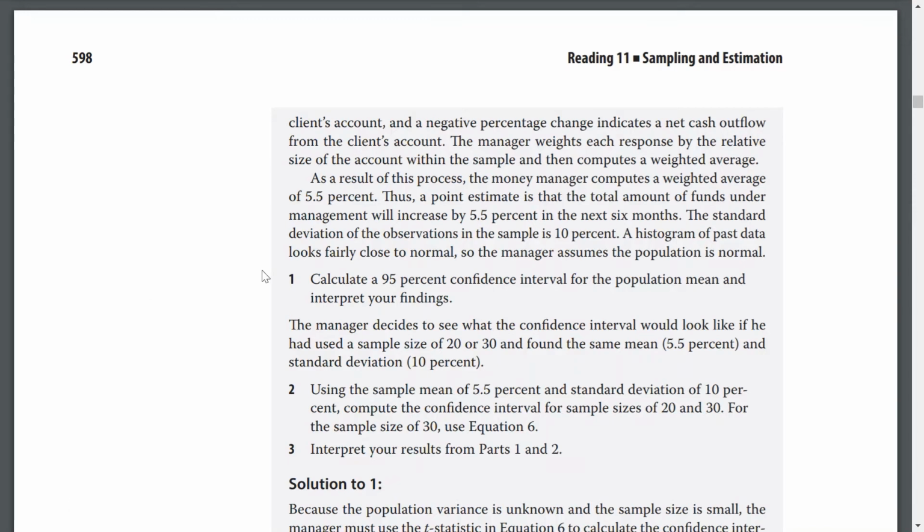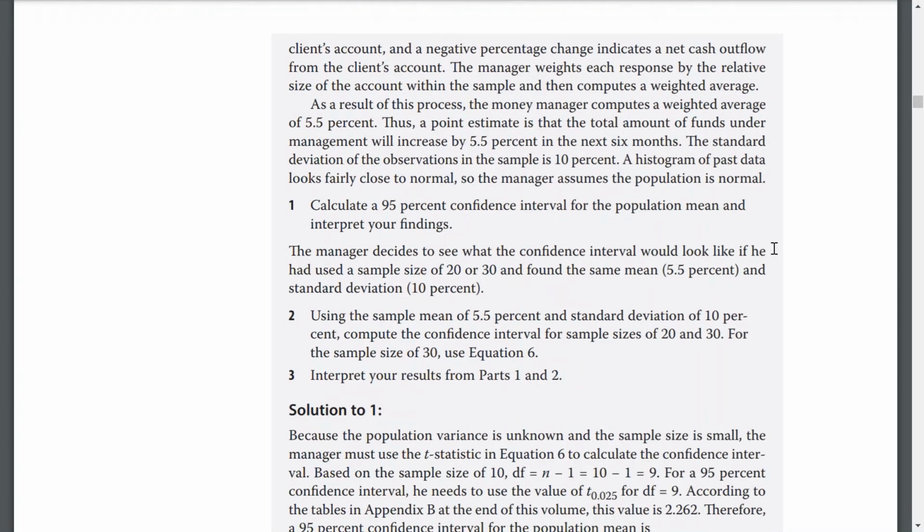The manager weights each response by the relative size of the account within the sample and then computes the weighted average. As a result of the process, the money manager computes a weighted average of 5.5%. Thus, a point estimate is that the total amount of funds under management will increase by 5.5% in the next 6 months. The sample standard deviation of the observations is 10%. A histogram of past data looks fairly close to normal, so the manager assumes the population is normal. Calculate a 95% confidence interval for the population mean and interpret your findings.